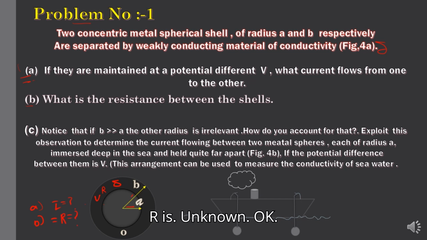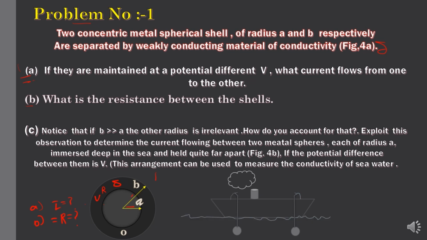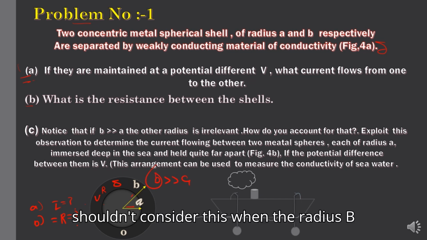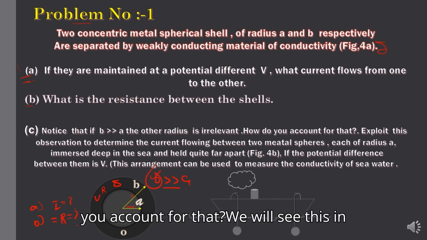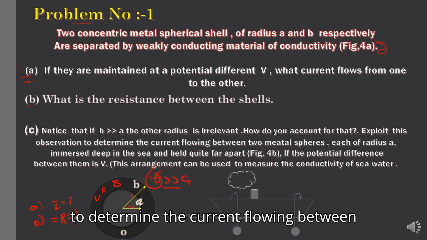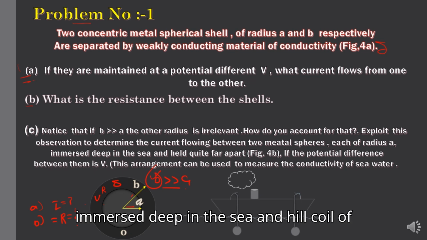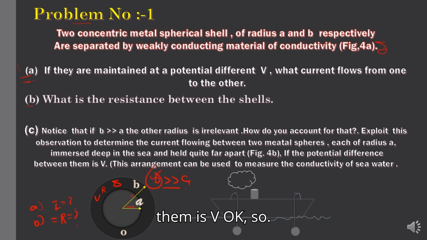And part c says that if b is far greater than a, then this radius is irrelevant, so we shouldn't consider it when radius b is far greater than a. And how do you account for that? We will see this in the solution. So exploit this observation to determine the current flowing between two metal surfaces, each of radius a, immersed deep in the sea and held far apart, if the potential difference between them is V.